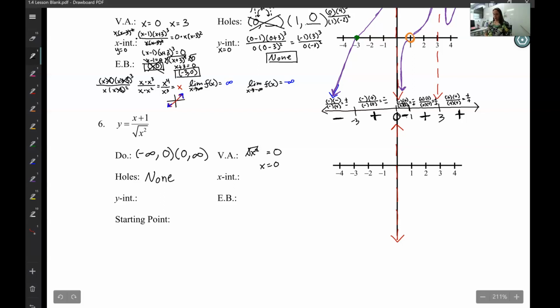Okay, next I want you to pause the video, try the x and y intercepts on your own. Remember, x-intercept is when y equals 0. Y-intercept is when x equals 0. Try those, and then when you come back, you can check if you're right.